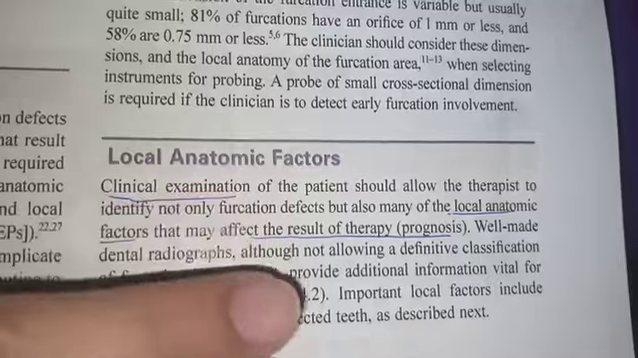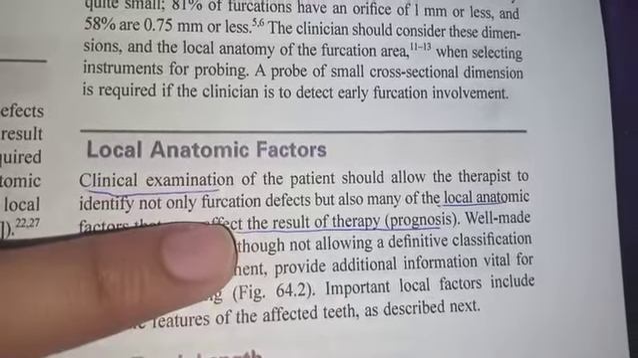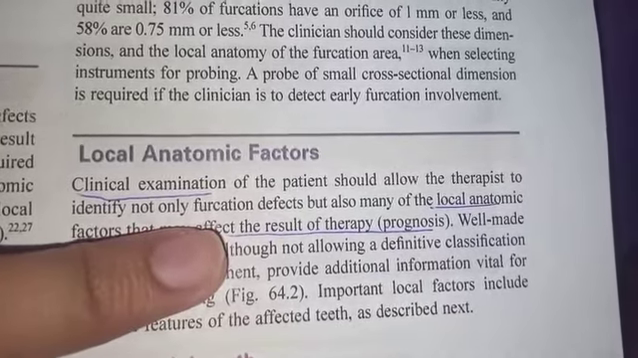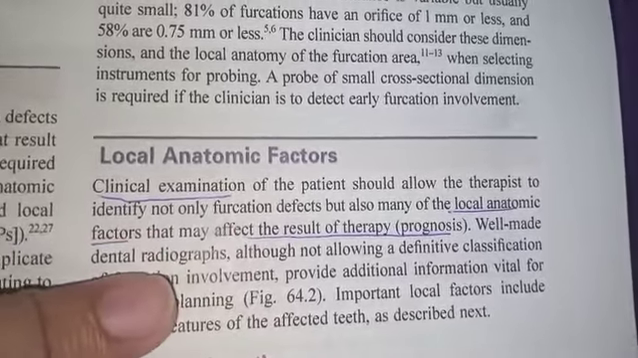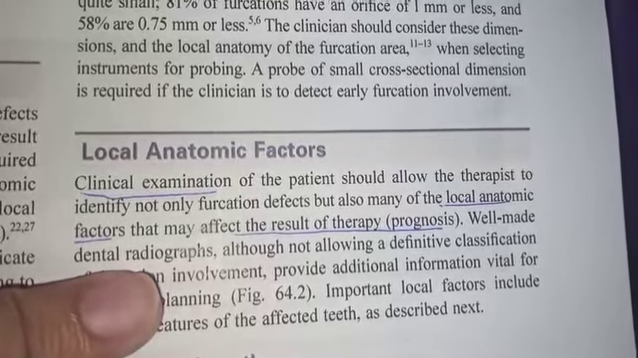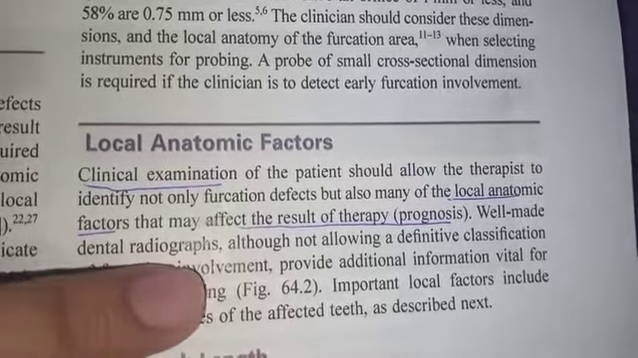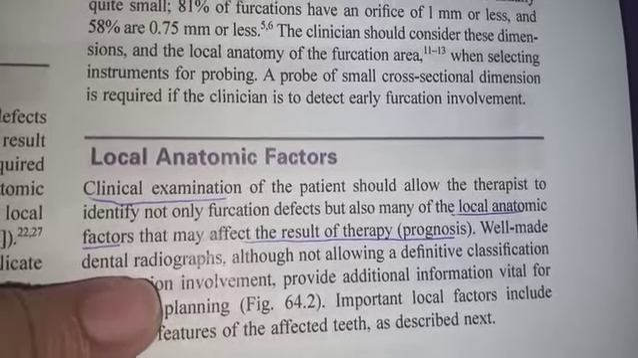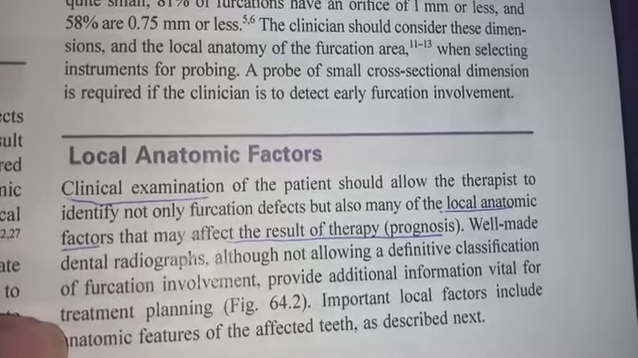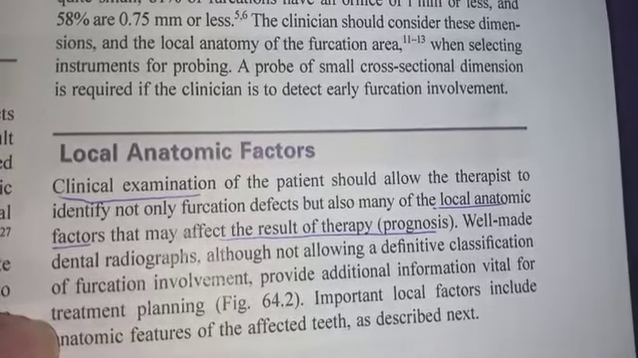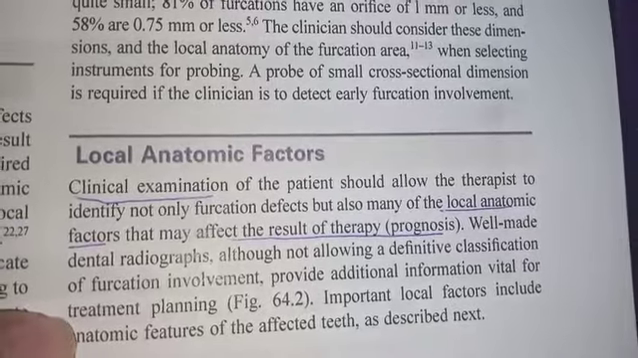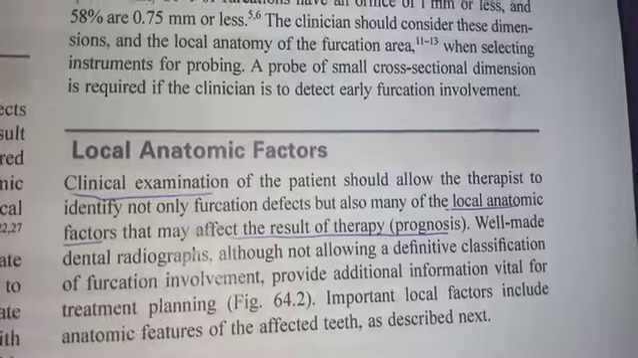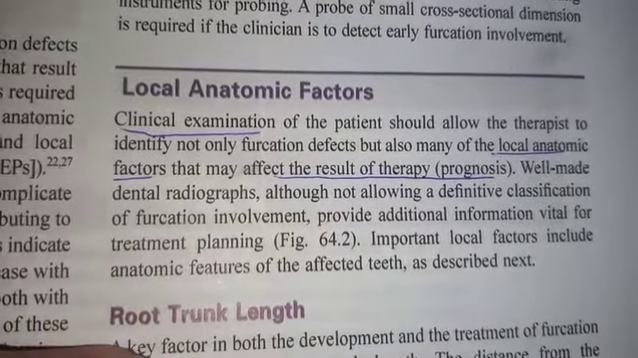So, local anatomic factors. When you do a clinical examination of the patient, it does not only identify the furcation defects but it also tells you many things about local anatomic factors that will affect the prognosis. Radiographs will not provide a definitive classification of furcation involvement, so you require additional information or data in order to plan the treatment. Local factors are very important, we will study them one by one.